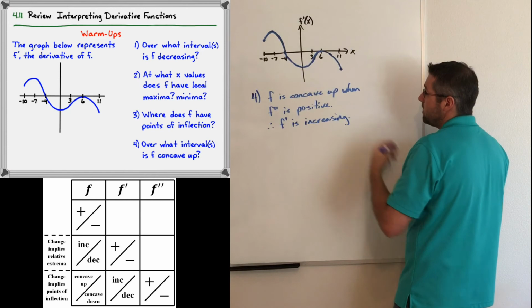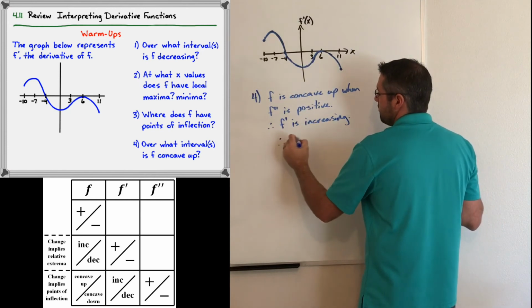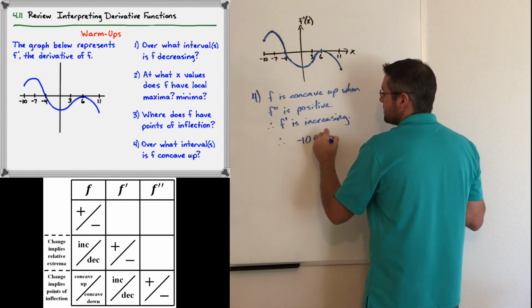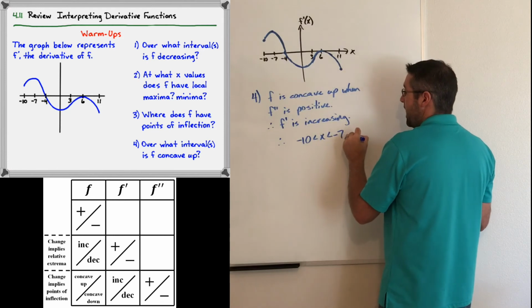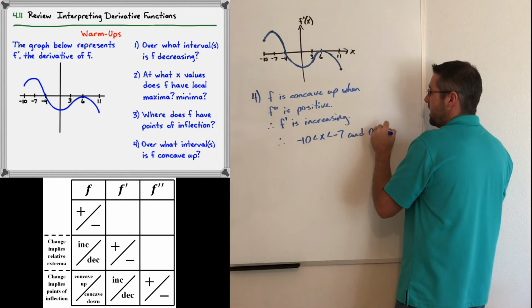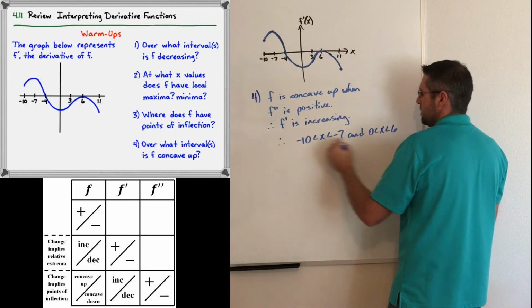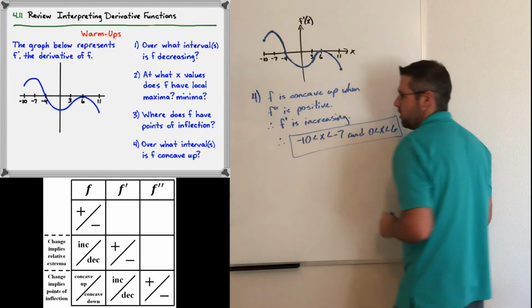So where is f prime increasing? F prime is increasing from negative 10 less than x less than negative 7, and 0 is less than x is less than 6. So that is our answer for number 4.